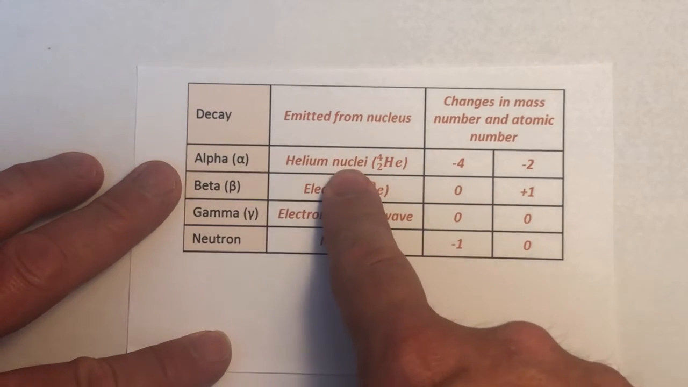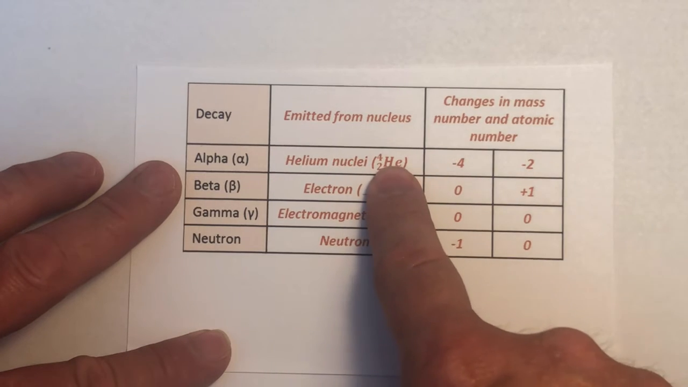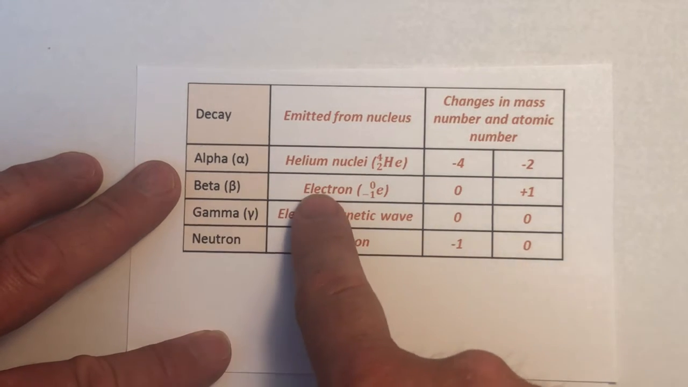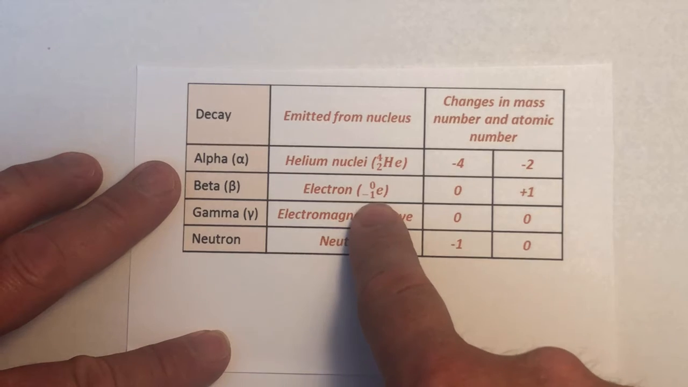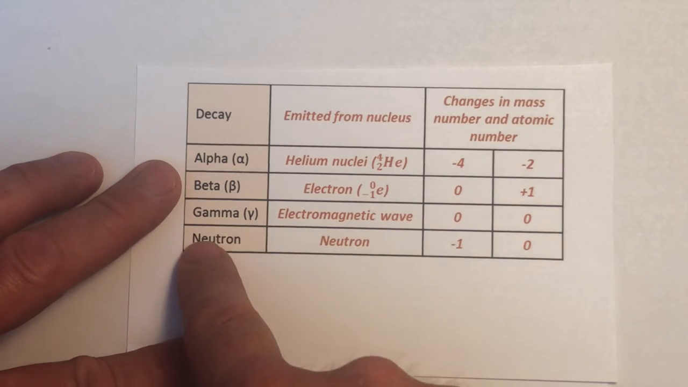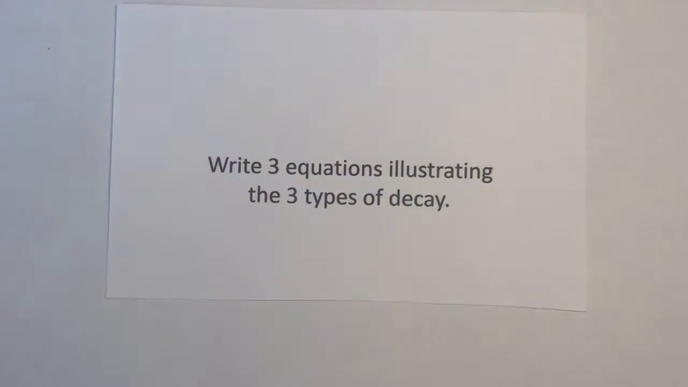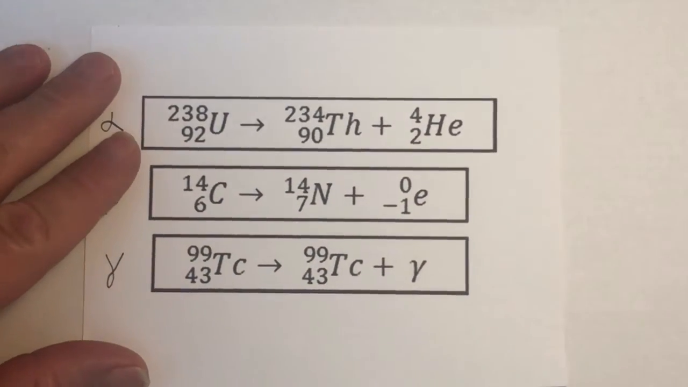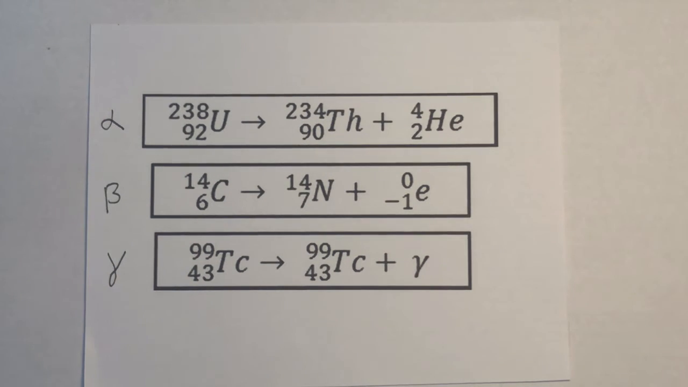Alpha is a helium nucleus, 4-2, no electrons. Beta is an electron, 0 minus 1, with a little e next to it. Gamma is an electromagnetic wave. So this question is asking about 3 equations illustrating the 3 types of decay. You may not necessarily need to learn these equations, but you've got to be able to work out the numbers in an exam. And it kind of makes sense.